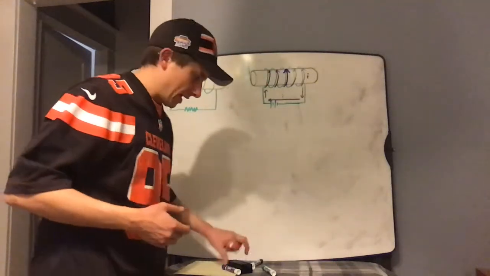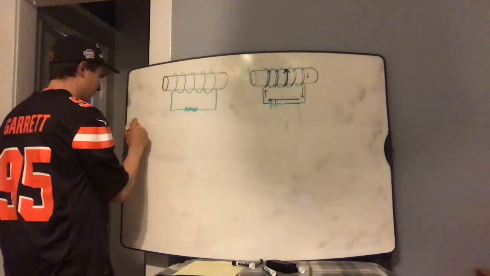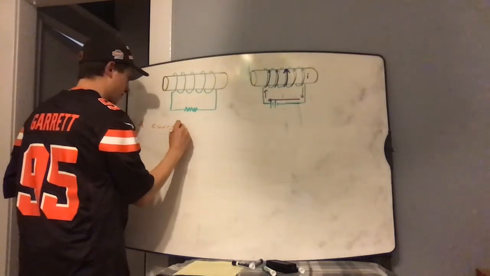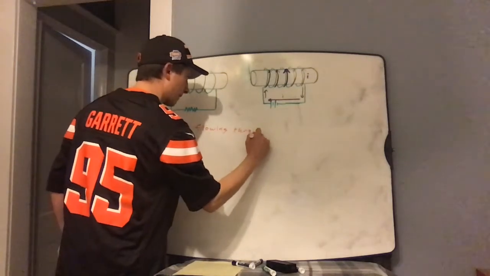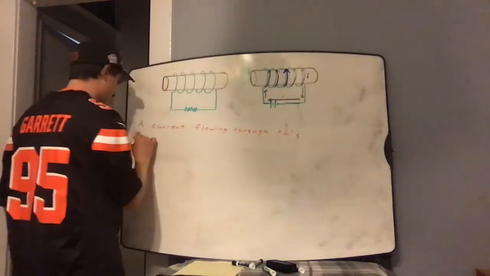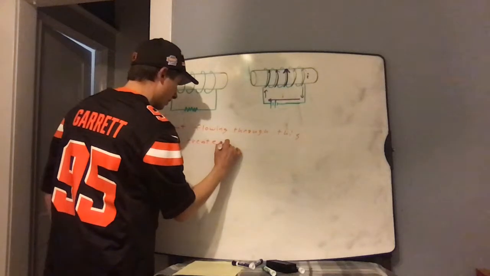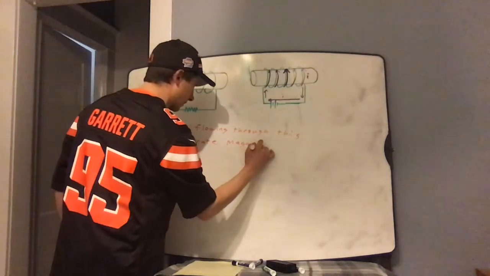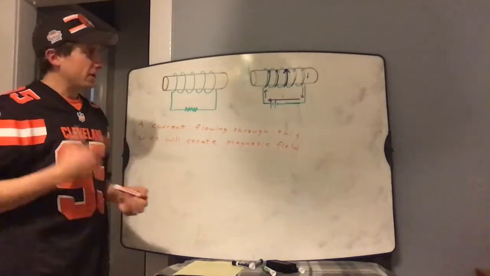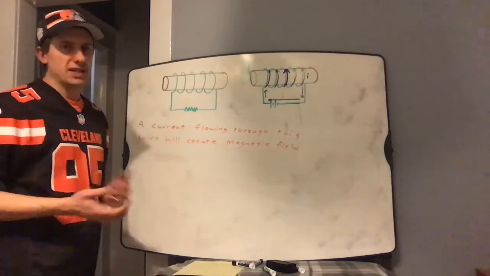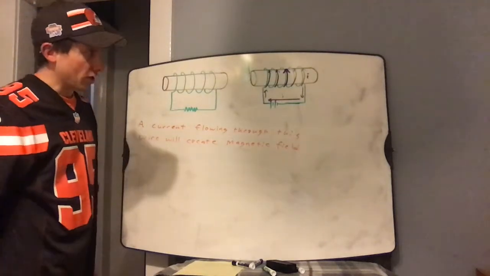Okay, well, a current flowing through a wire will create a magnetic field. Okay, so what direction will the magnetic field point in this region over here? So I could apply the right-hand rule.